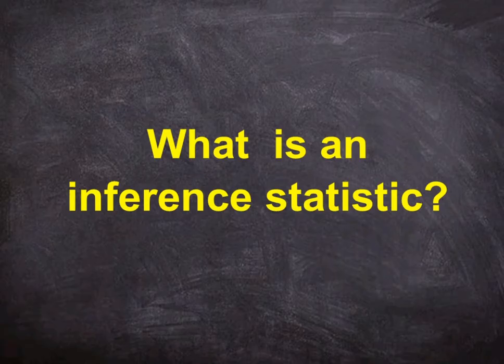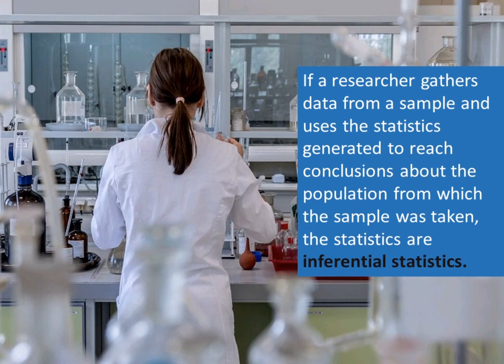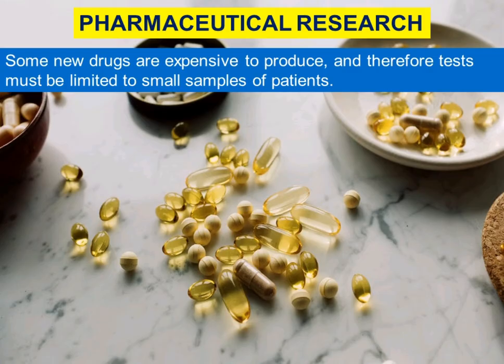What is inference statistic? The statistical inference process involves the use of a known sample statistic to arrive at a judgment about an unknown population parameter. If a researcher gathers data from a sample and uses the statistics generated to reach conclusions about the population from which the sample was taken, the statistics are inferential statistics. The data gathered from the sample are used to infer something about a larger group.